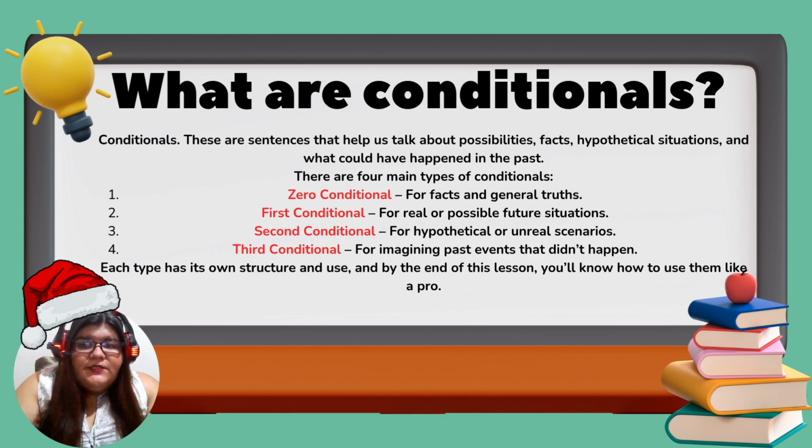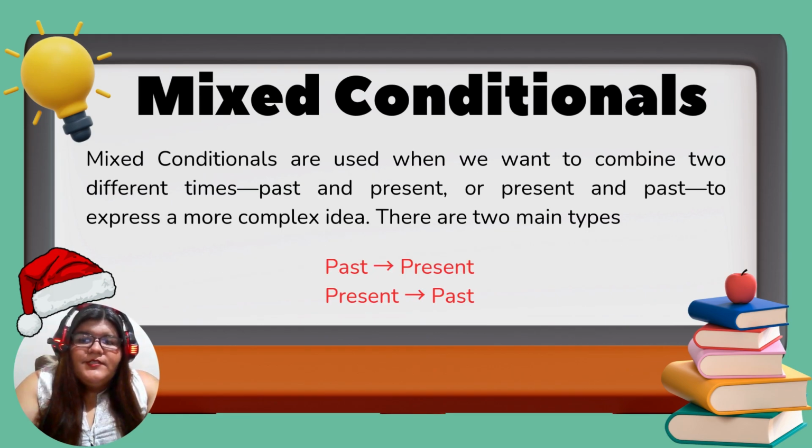We have the zero conditional for facts and general truths. Then we have the first conditional for real or possible future situations. Then we have the second conditional for hypothetical or unreal scenarios. Then we have the third conditional for imagining past events that didn't happen. Each type has its own structure and use, and by the end of this lesson, you'll know how to use them like a pro. So we have here mixed conditionals.